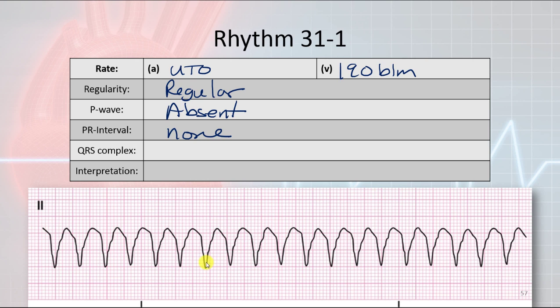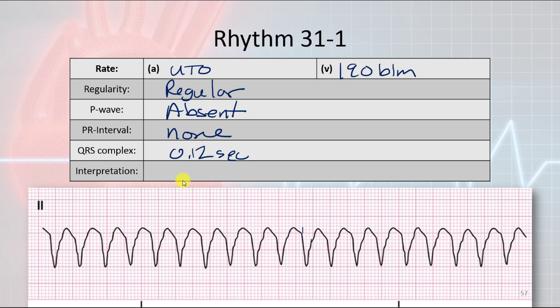QRS complex. This is where it's going to get weird because it's really hard to identify where the QRSs are in a lot of these VTachs. Understand, though, that the QRS does not start here and end here. It does not start here and end here. Those are not the QRSs. You have to identify somewhere in here is where the QRS starts. So let's just say that that's your beginning and that's your ending right there. That's going to be about a 0.12 second.